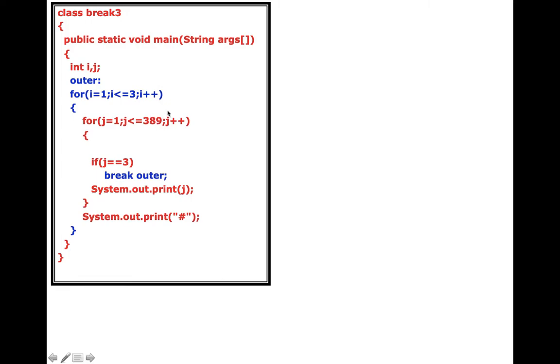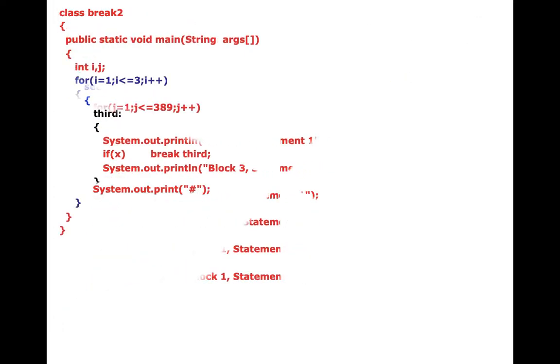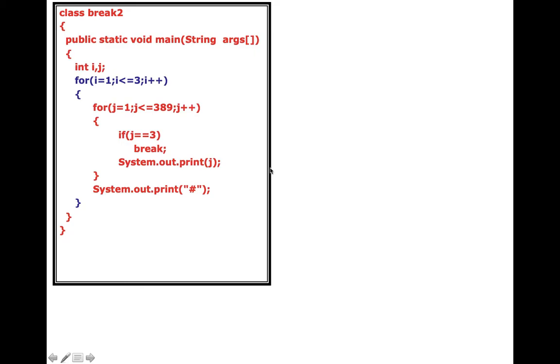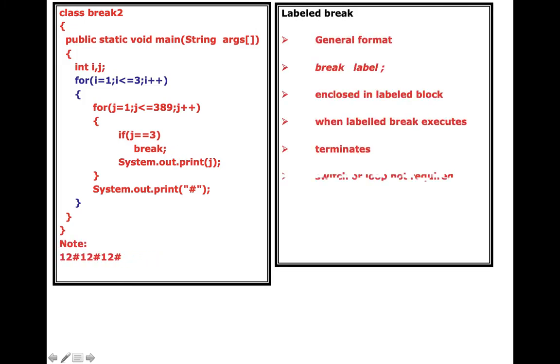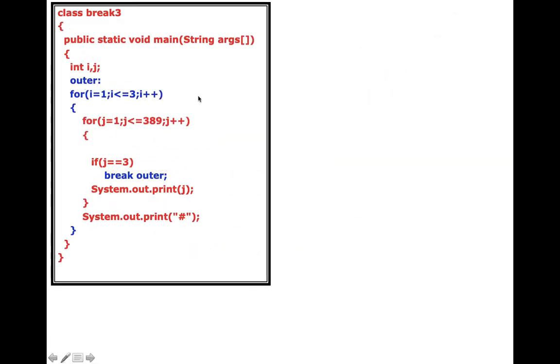Okay, so tell me one thing, this class break 3 is similar to which one? Well, it is similar to break 2 which we had studied 5 to 10 minutes back. So see, this is the class break 2. Now the only difference is that in break 3 we have the label outer over here, and this break has become a labeled break. So let's go to break 3 again.